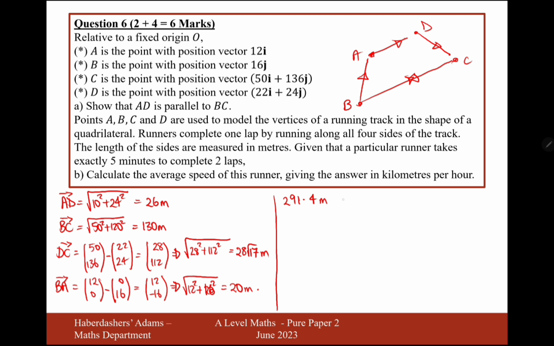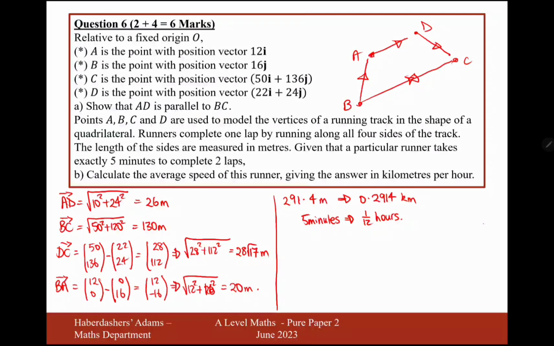Right, okay, so 5 minutes. Let's convert all of this into kilometers first. So how many kilometers is this? This is 0.2914. So I'm going to divide this on my calculator by 1,000. And 5 minutes is 1/12 of an hour.